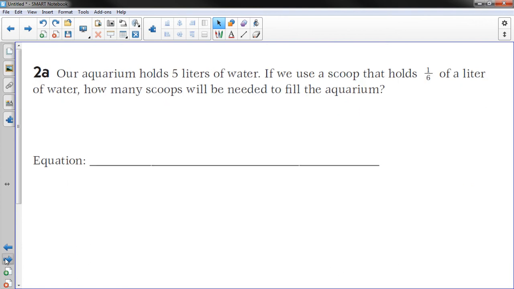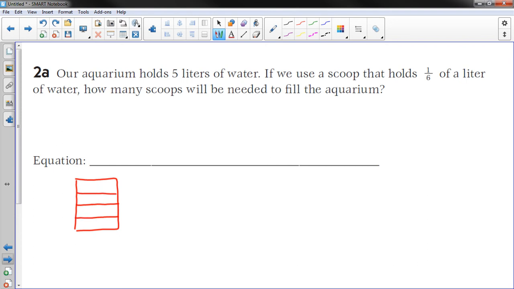2a. Our aquarium holds 5 liters of water. If we use a scoop that holds 1/6 of a liter of water, how many scoops will be needed to fill the aquarium? All right. Actually, I think I'm going to draw circles this time. Well, maybe not. Take that back. I'm going to need a little more.